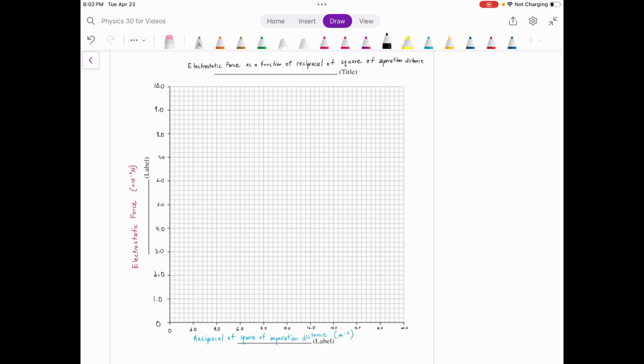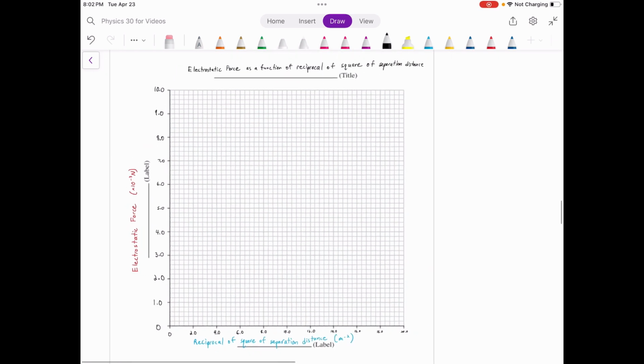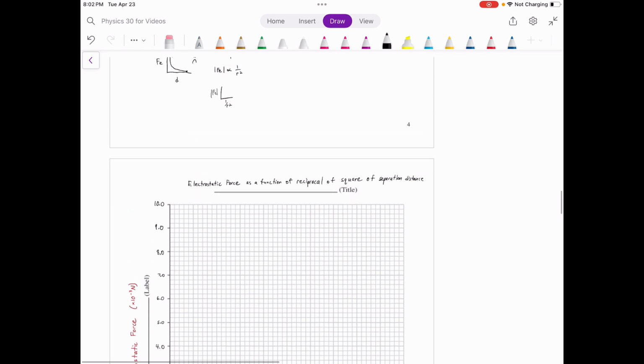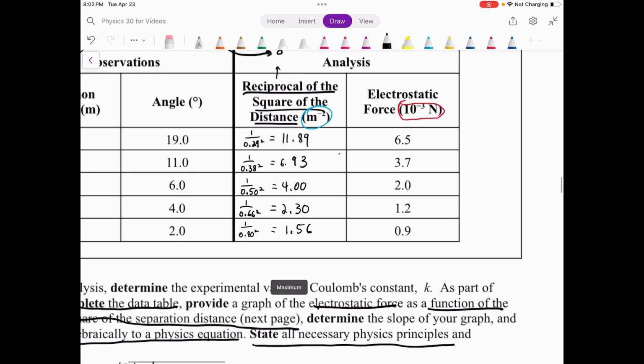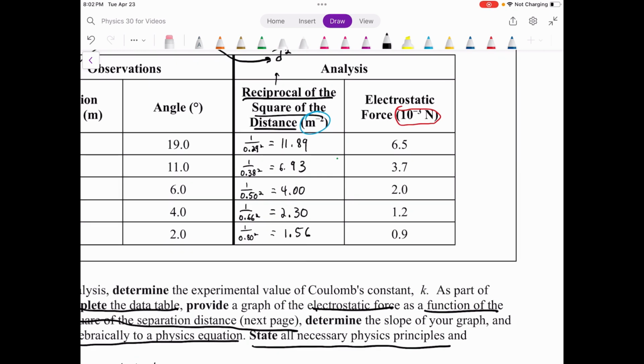All right, now this is the fun part. We've set up the graph, we've scaled it all out. It's time to actually make it. Woohoo, that's the best part. So these are our points, right? When x is 11.89, y is going to be 6.5. So let's go find that on the graph.